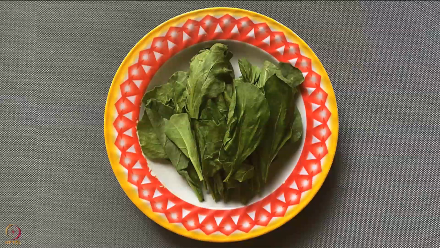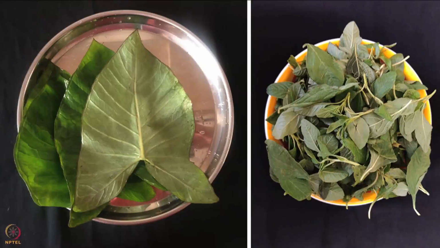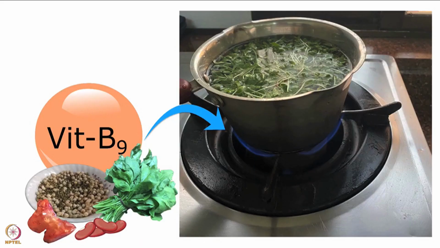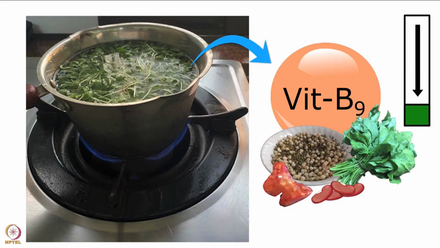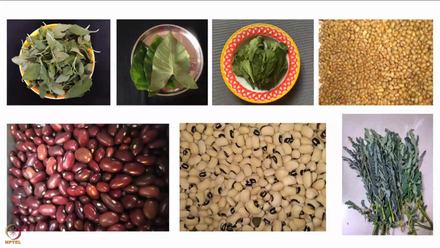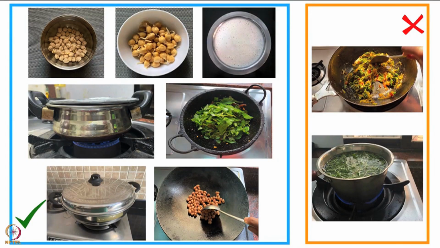Instead of spinach, you can also use colocasia leaves or amaranth leaves. As folate is sensitive to heat, some amount of it gets destroyed while cooking. So, based on the raw ingredients, folate content of these recipes is calculated. There are many ways by which loss of folate while cooking can be reduced.